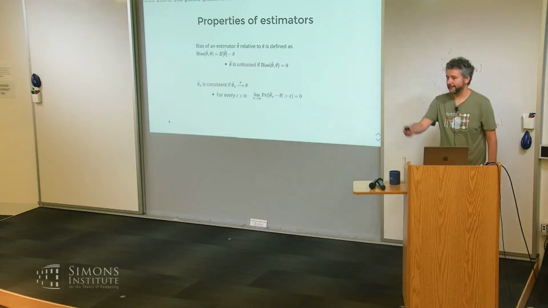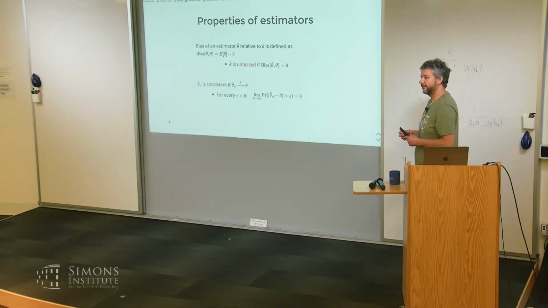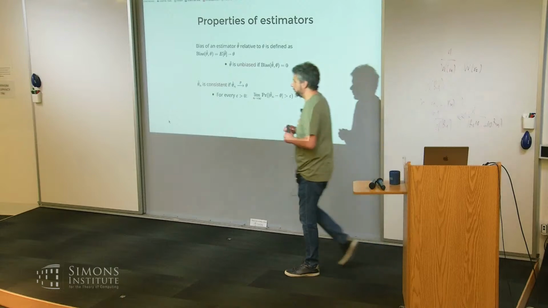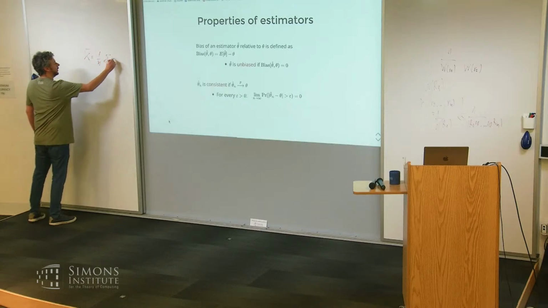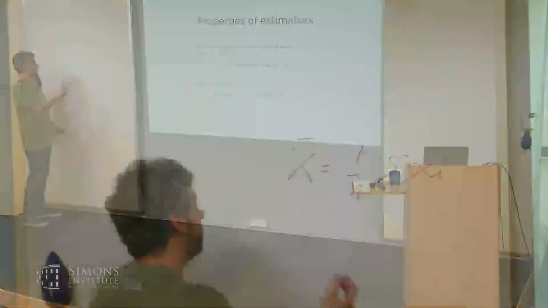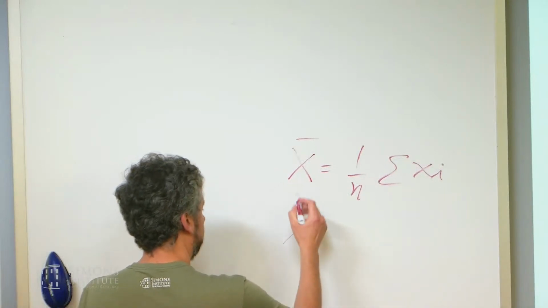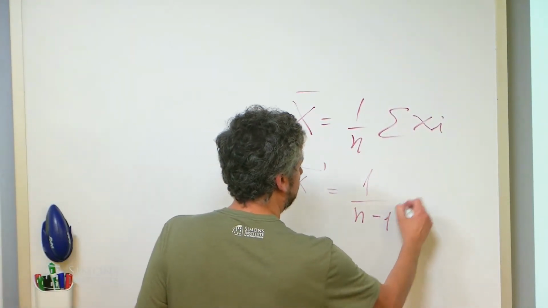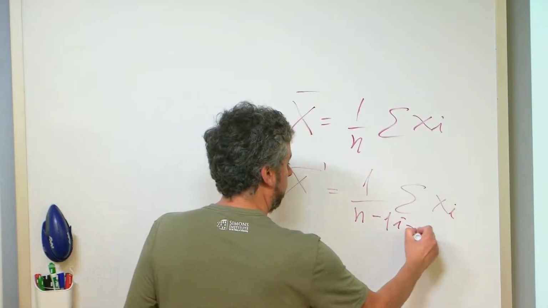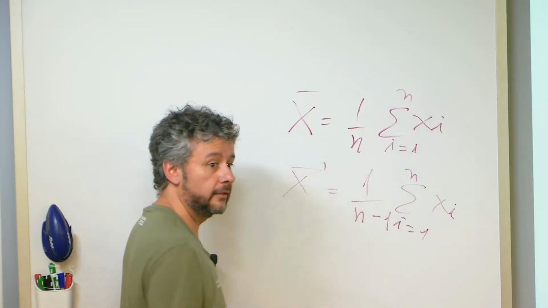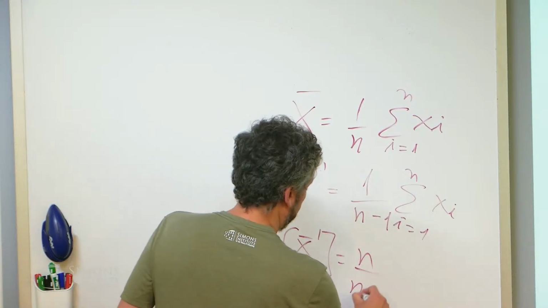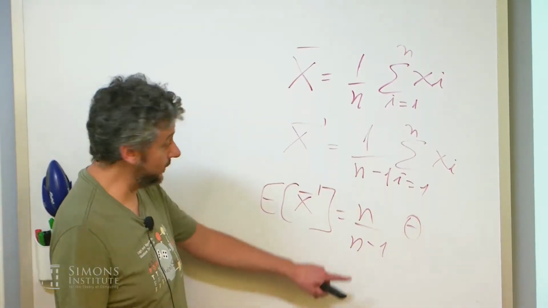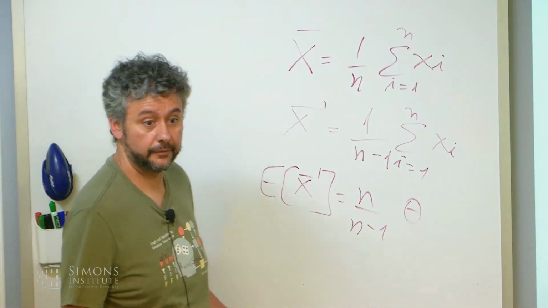Marcelo, do you have an example of a consistent biased estimator? Yeah, something that you could do is, for example, the average. The average is defined like this, and in general it's going to be unbiased. But suppose that now you define an average prime like this, from 1 to n. If you think about the expected value of this, it's going to be n minus 1 over n times theta. So this is biased, but it's going to be consistent.